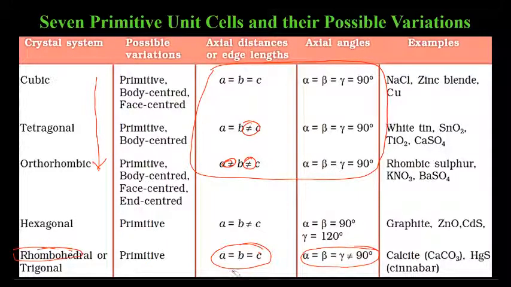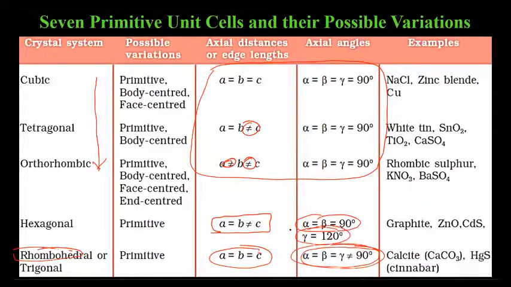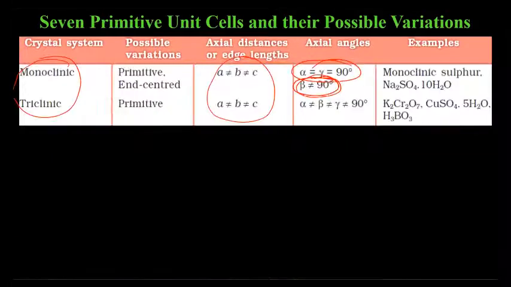Rhombohedral is also very easy. All are equal, but not 90 degrees. This one you have to remember slightly. A is equal to B, not equal to C. Alpha equals beta equals 90. Gamma is 120. So only hexagonal and monoclinic, sometimes students make mistakes.